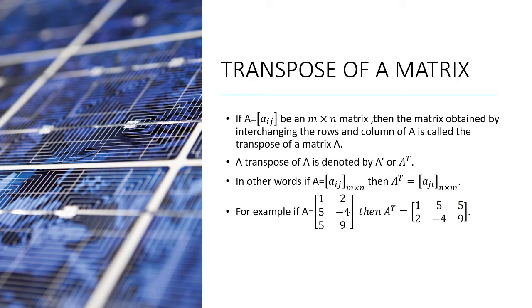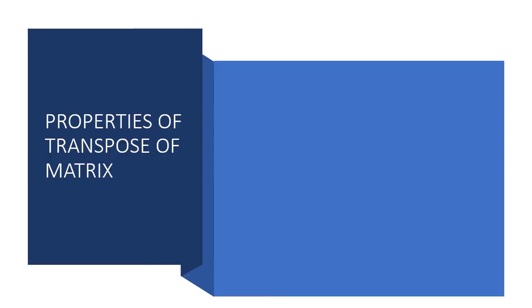Now let me see the next topic. Now we are going to see some properties of the transpose of the matrix. So let me see the properties, students. The first one is: the transpose of the transpose of A is equal to A. Now it is very easy, students.